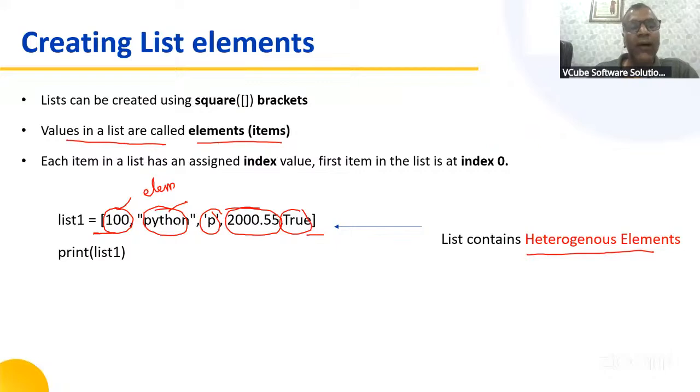Okay, now to access these elements, I will use indexes. The index of the first element always starts with 0. Is it okay?